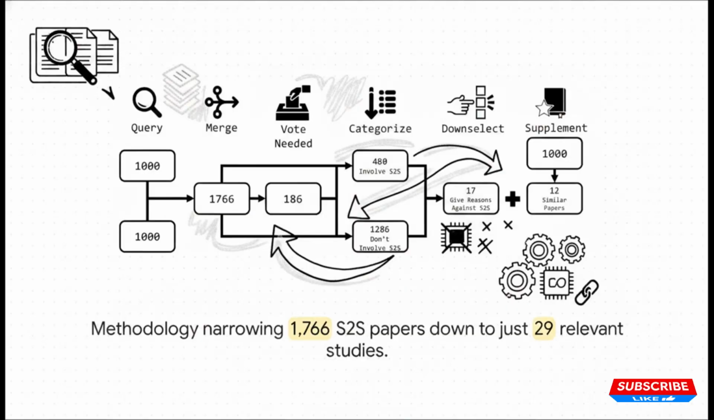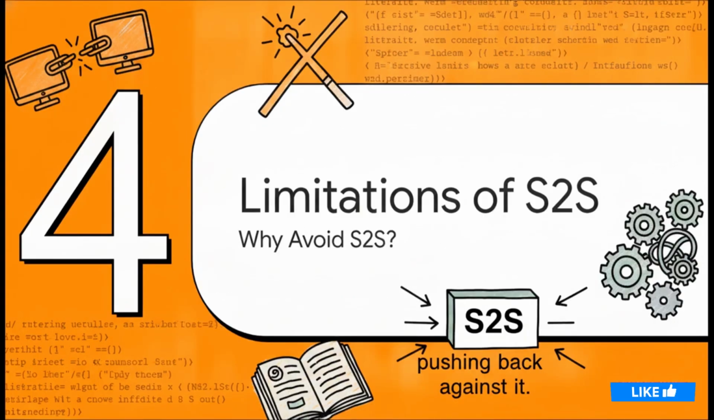And this brilliantly illustrates the reality of actually using S2S. Researchers from OSTI did this incredibly rigorous literature review. They started with a massive query of over 1,700 papers related to S2S compilers. But after carefully filtering and categorizing, they narrowed it all down to a core group of just 29 relevant studies that specifically explained why high-performance computing practitioners actually avoided using S2S tools in their own workflows. Which brings us to Section 4, Limitations of S2S compilers.